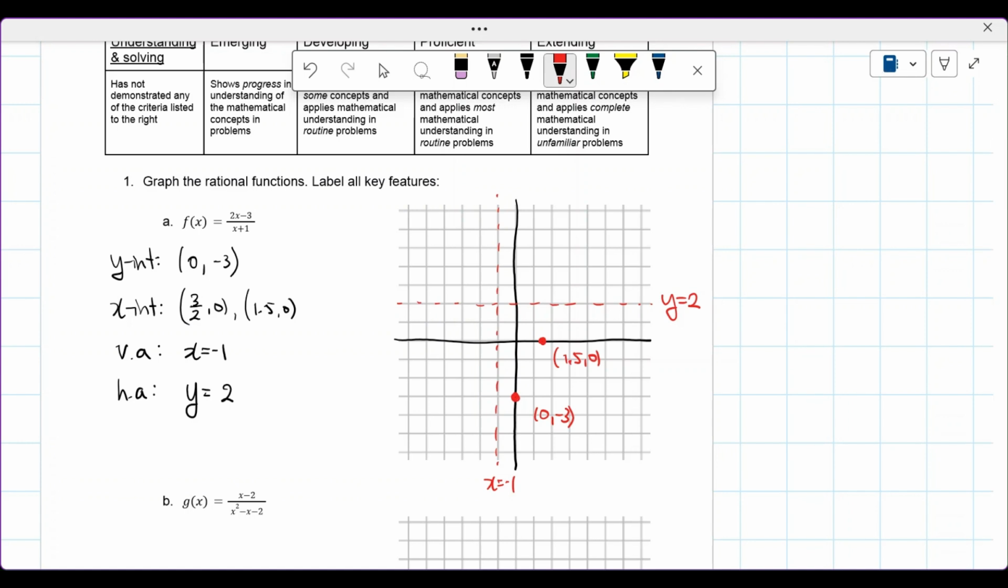Now the graph is going to look like this. Remember that the graph is curved, getting very close to the asymptotes, and also it's the same thing on the other side.